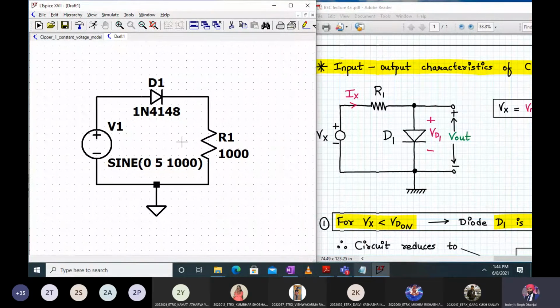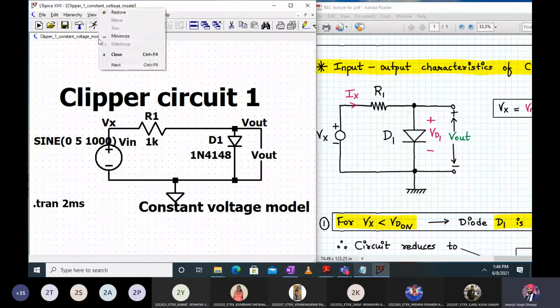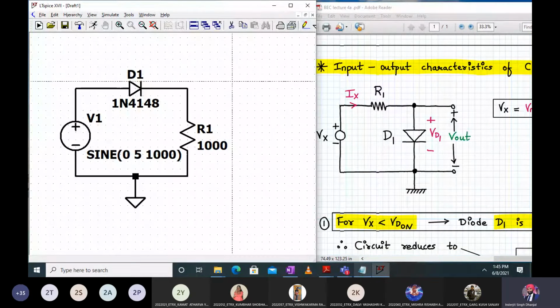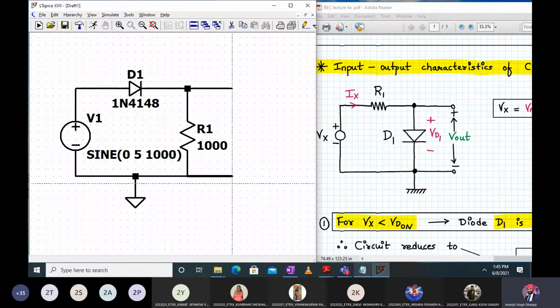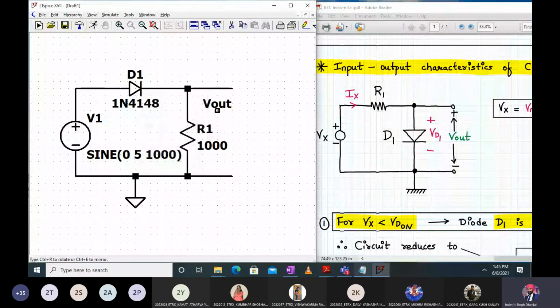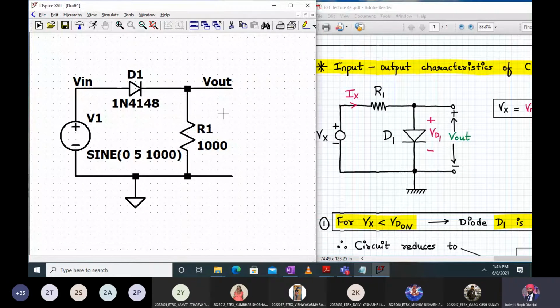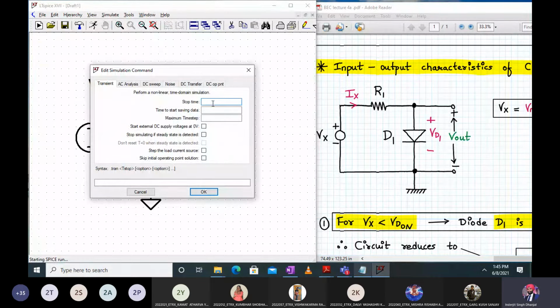Now let us simulate the circuit in the time response. We have to check the time response. Where will be my output over here? I have to identify the output also. So here will be my output, with respect to ground. I can write over here V out, and this is V in. I'm labeling the node terminals. Now if I want to simulate this, I'll go to simulate and click on run.